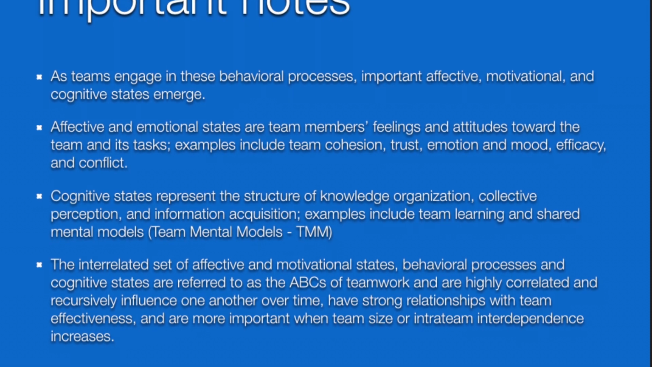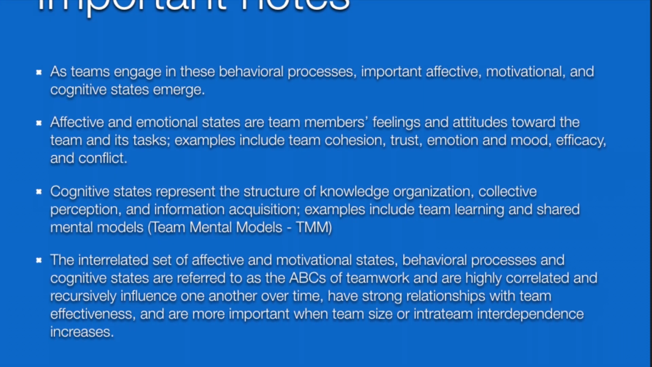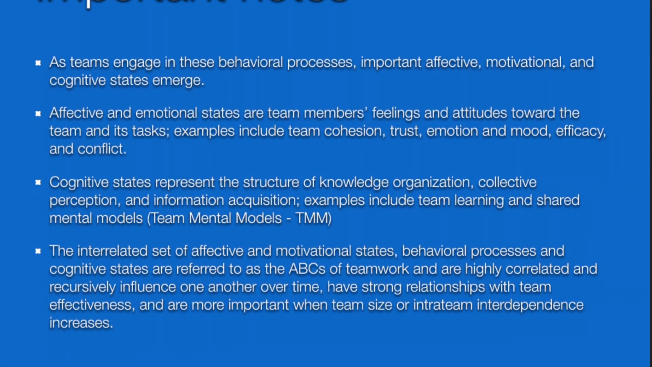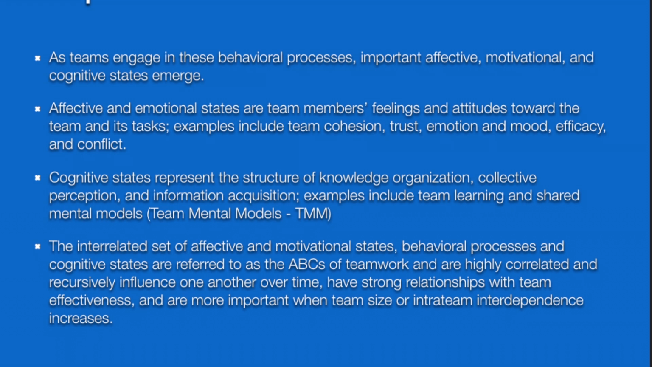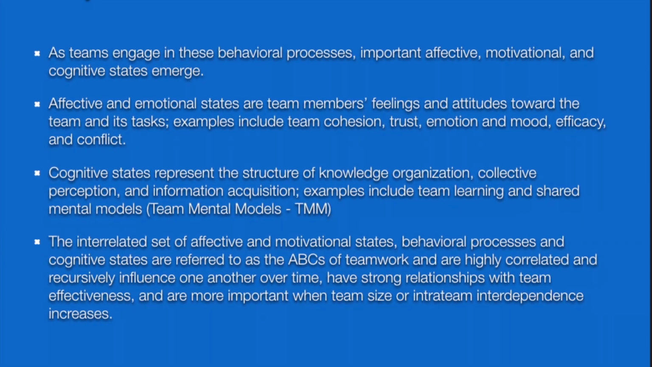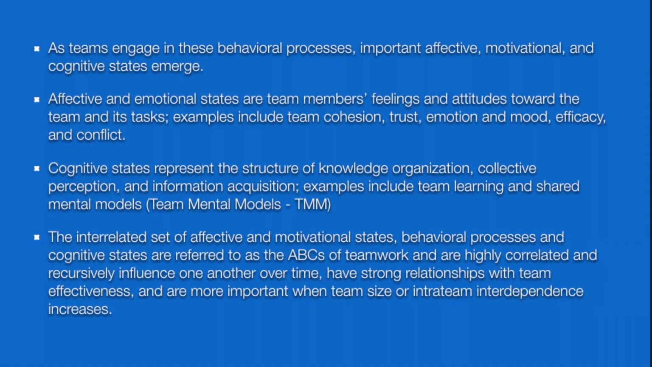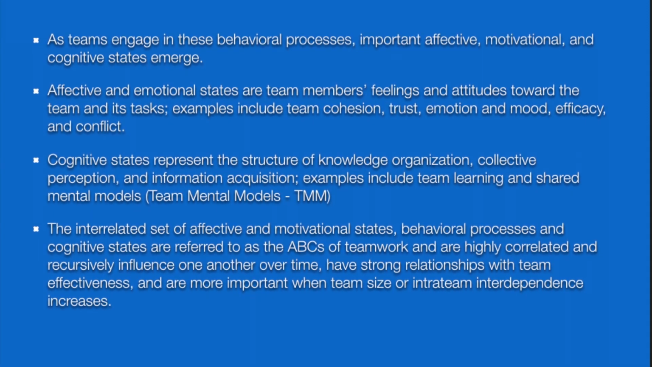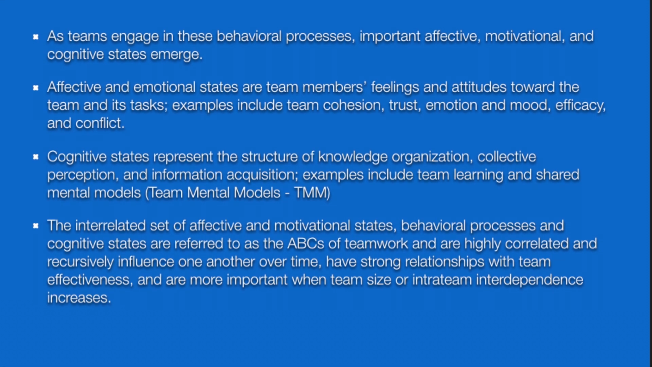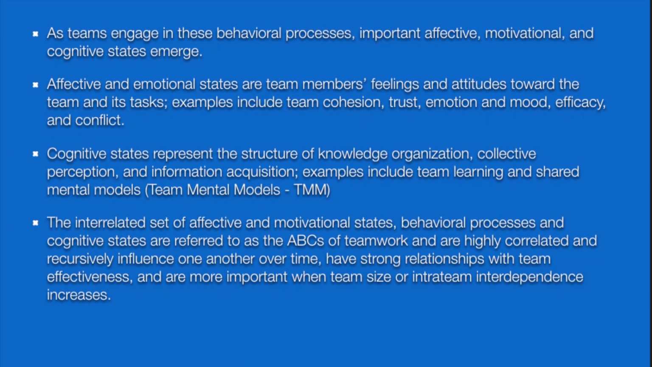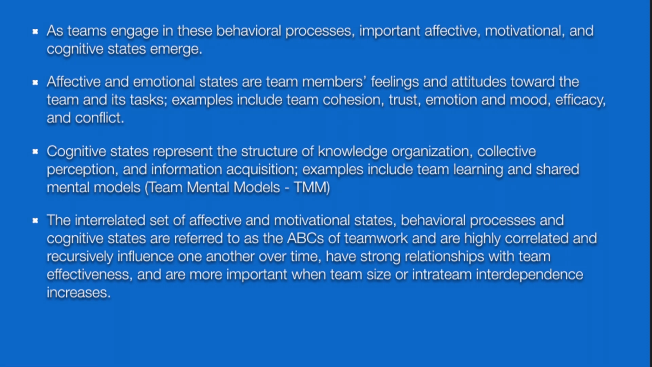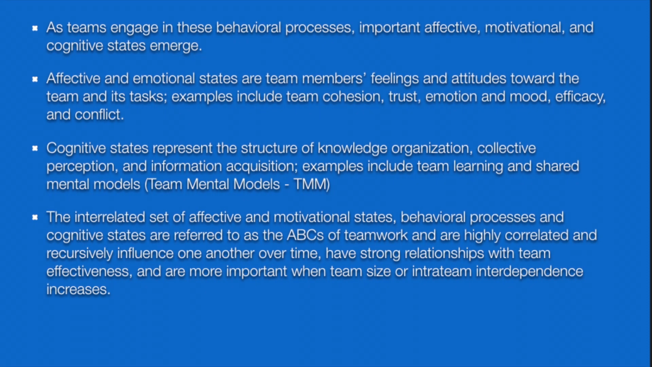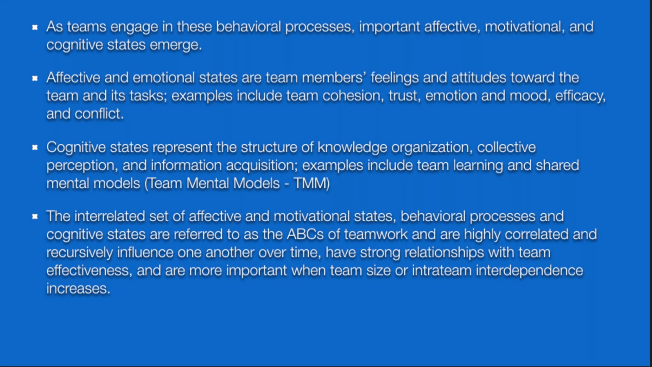The interrelated set of affective and motivational states, behavioral processes, and cognitive states are referred to as the ABCs of teamwork. They are highly correlated and recursively influence one another over time, have strong relationships with team effectiveness, and are more important when team size or intra-team interdependence increases, meaning the relationships of the members inside the team become more dependent on each other.